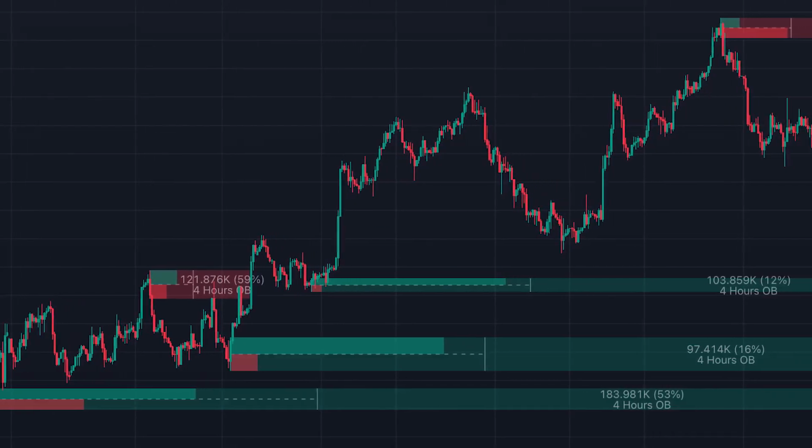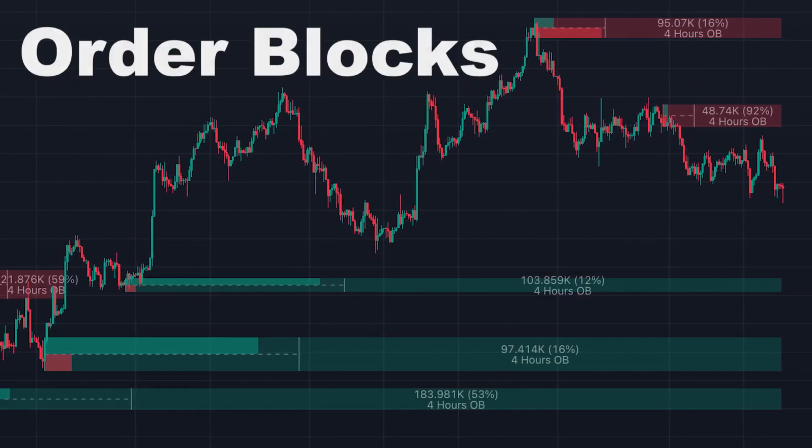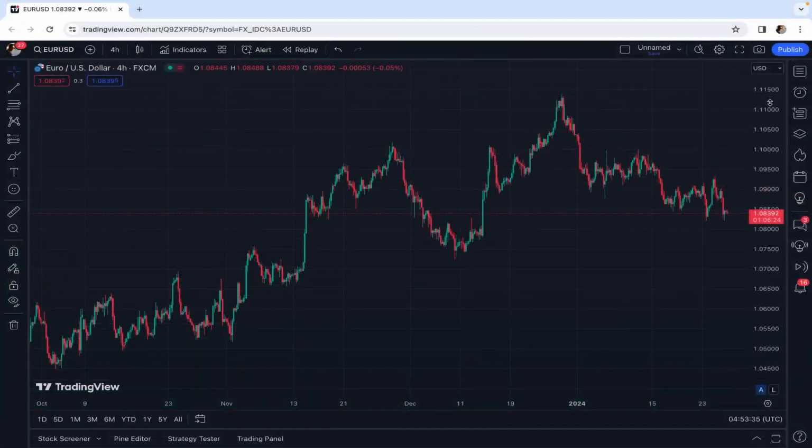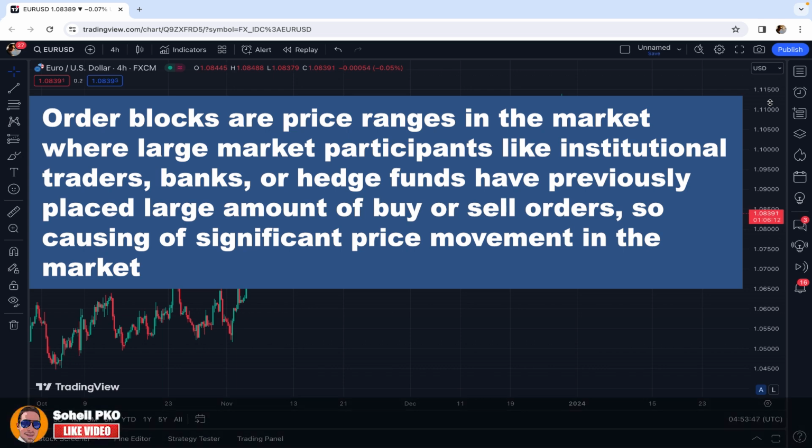In today's video, I want to introduce a new indicator on TradingView that perfectly shows order blocks on the chart. In case you don't know what an order block is, order blocks are price ranges in the market where large market participants like institutional traders, banks, or hedge funds have previously placed large amounts of buy or sell orders, causing significant price movement in the market. In other words, order blocks are areas of the chart where a large amount of orders has been executed.